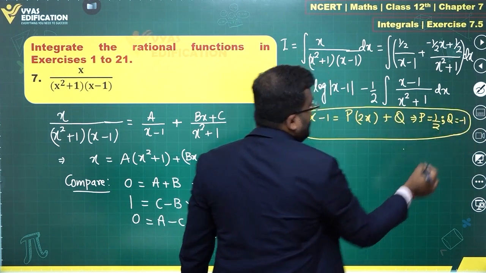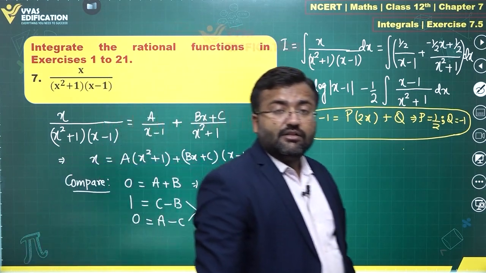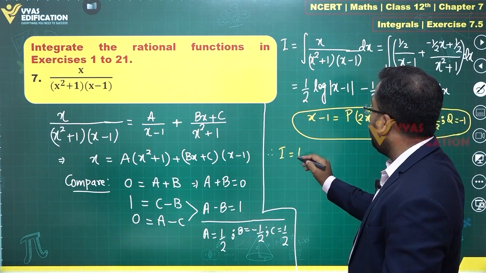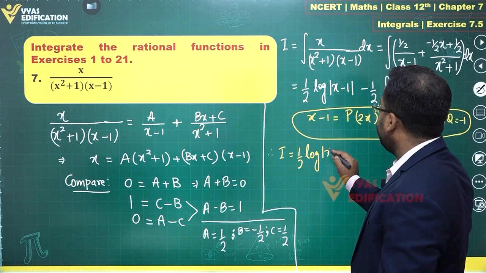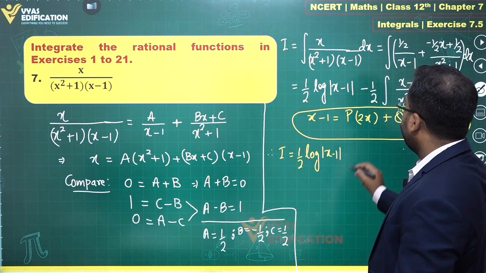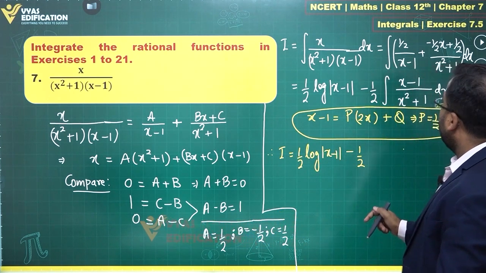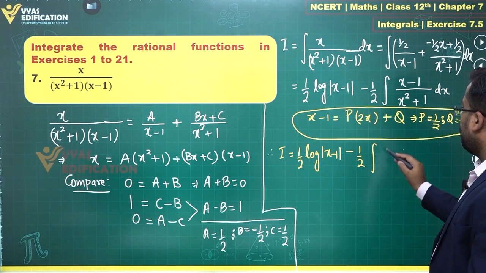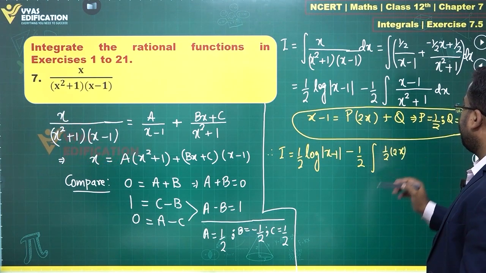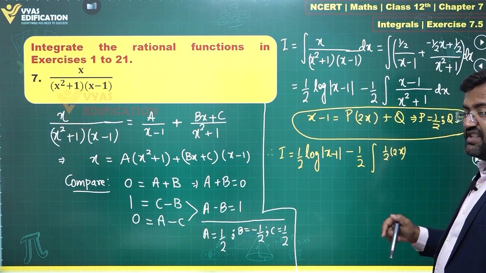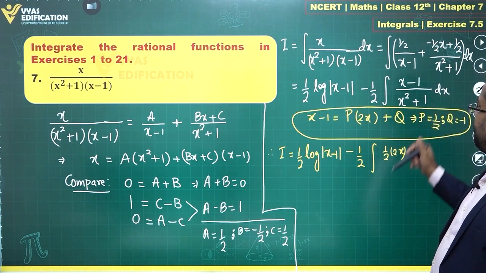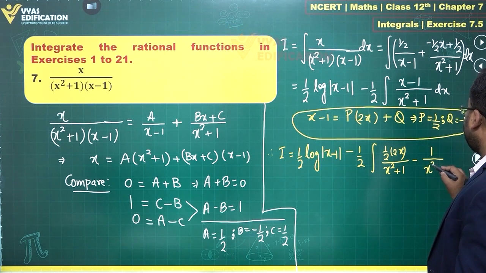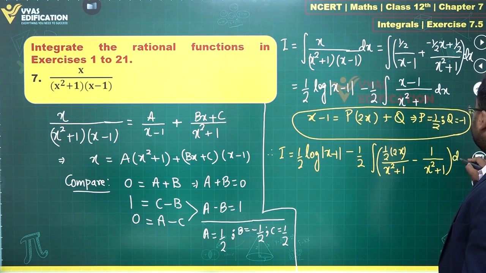So using these values, I can write that second integral in terms of these two values. Therefore I, which is equal to half times log modulus x minus 1 minus 1 by 2, is okay, and this integral will be separated as half times 2x, and you have minus 1 which is extra, so minus 1 upon x square plus 1, that's one term, and you have minus 1 upon x square plus 1 times dx. This is what you get, right?